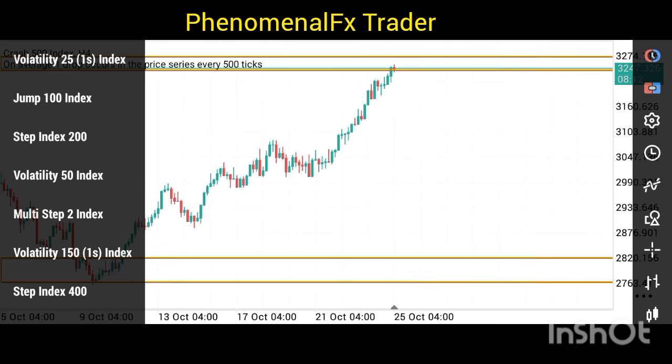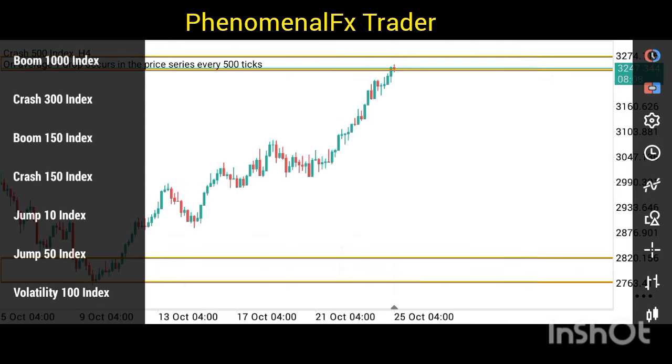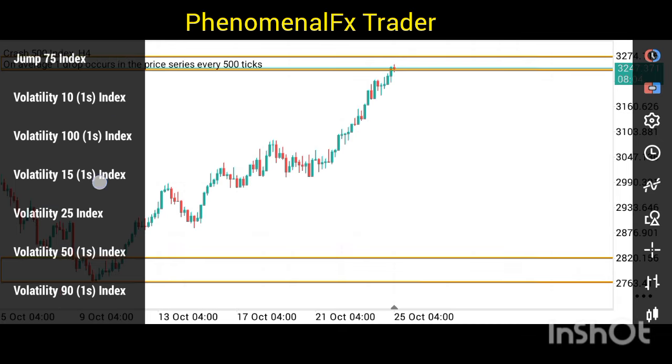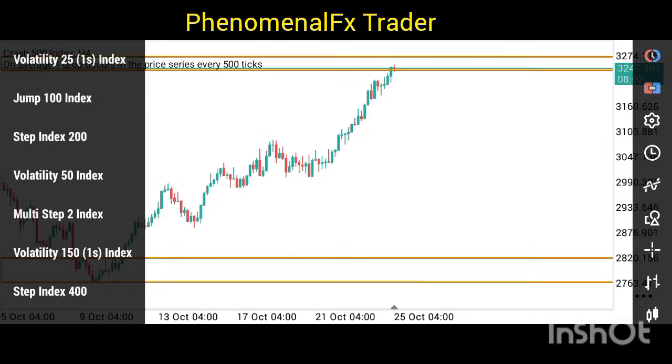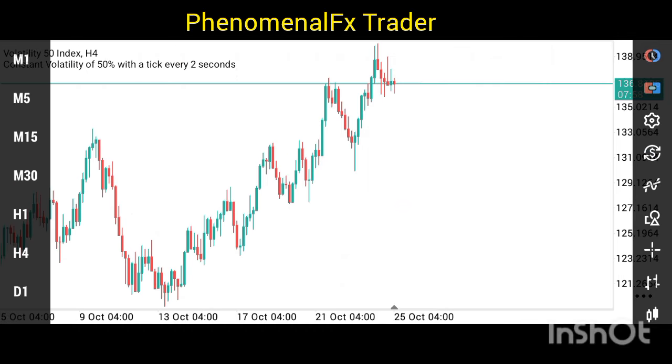Then the next one we're going to be looking at is Volatility 50 Index. On Volatility 50 Index, let me just get to that pair immediately. Where is this VIX 50? Okay, look at it here. All right, you see this on the daily time frame.